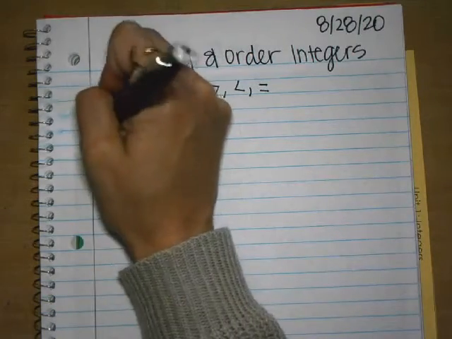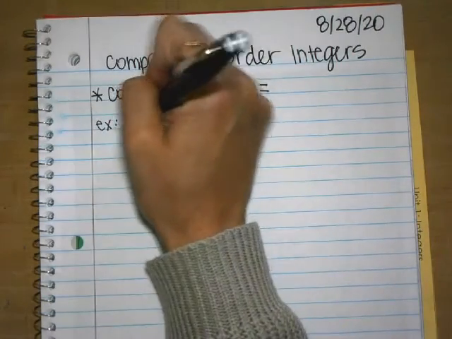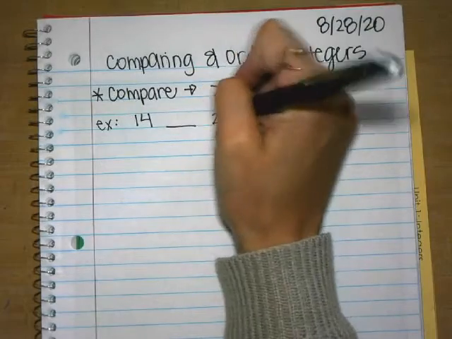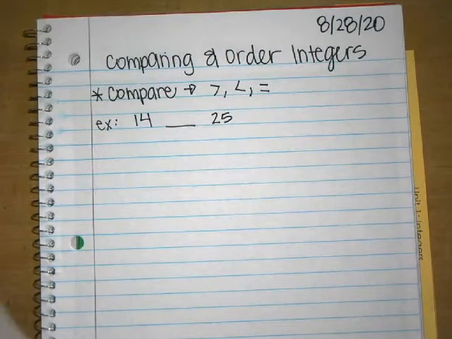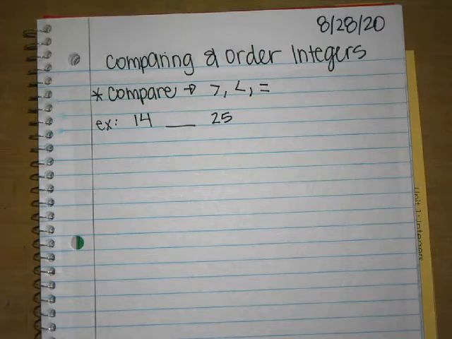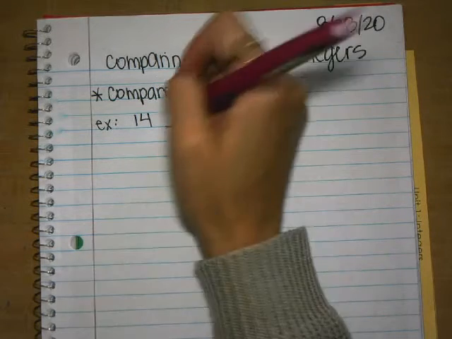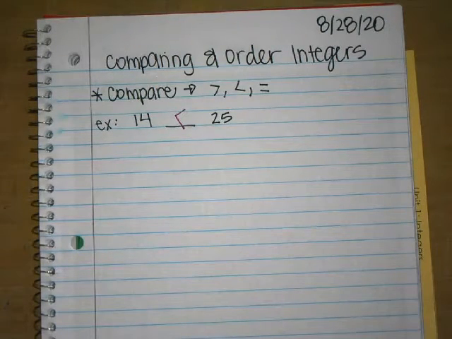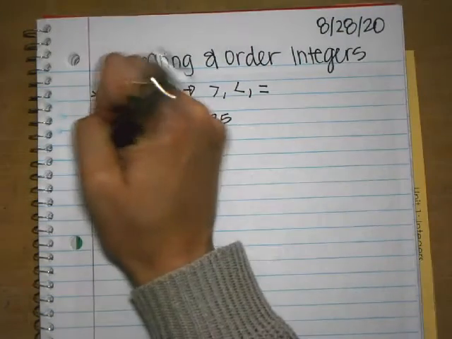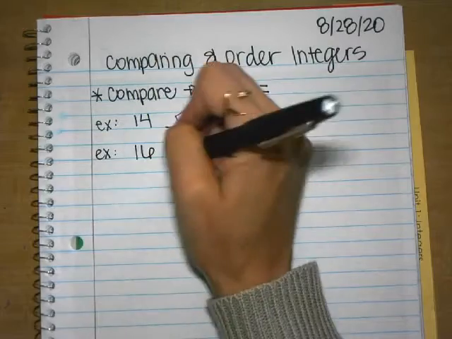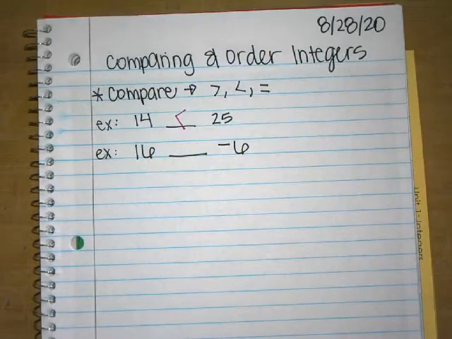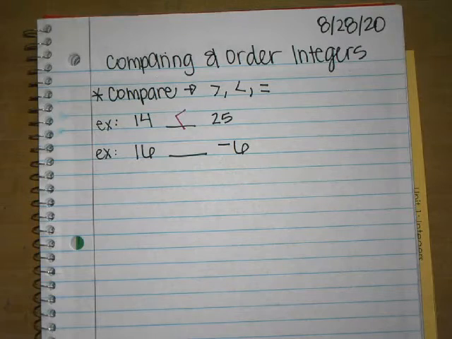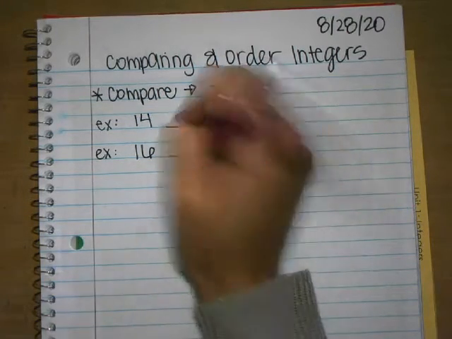All right, so let's do a few examples. I want to compare 14 and 25. Is 14 greater than, less than, or equal to, everyone? What is it? So you would put a less than symbol. That's all you're doing. If I give you 16 and -6, is 16 greater than, less than, or equal to -6? Greater than.